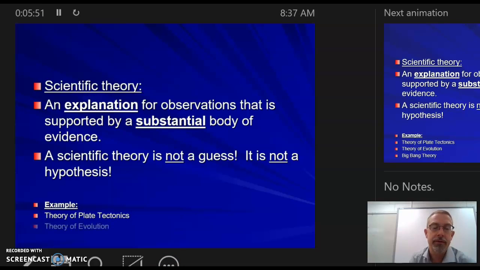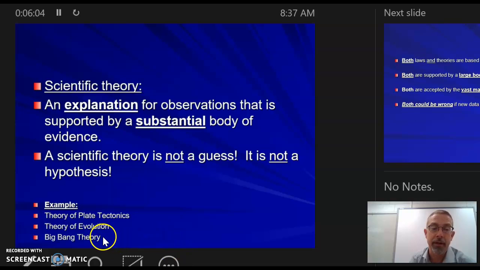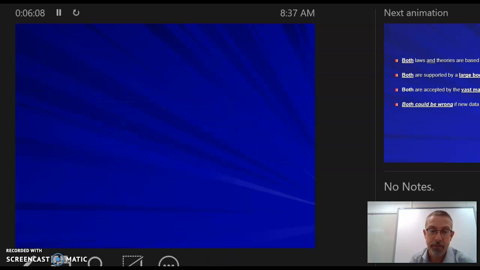Another theory is evolution. It explains why organisms change over time. It is supported by a substantial body of evidence. There's nothing out there that would disprove that. The Big Bang Theory, we'll talk a little bit about this later. All the evidence that's out there supports it. So, we're going to build upon this for your notes for today when you do this.